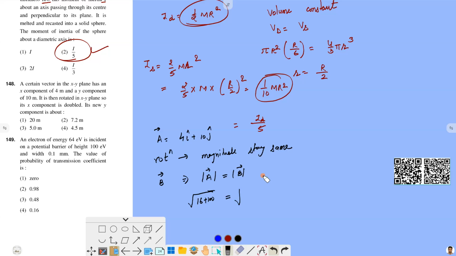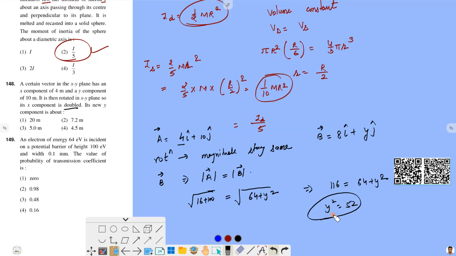Now coming to vector B, its x component becomes doubled. So initially the x component was 4, now the x component becomes 8, and the y component we have to calculate. So let us say yj. So its magnitude will be under root 64 plus y square. Now if we compare, we will get 116 is equal to 64 plus y square, and from this y square comes out to be 52. That is, we can say something around 7, and that is the second option for us, 7.2.